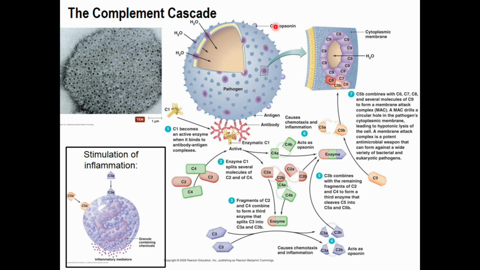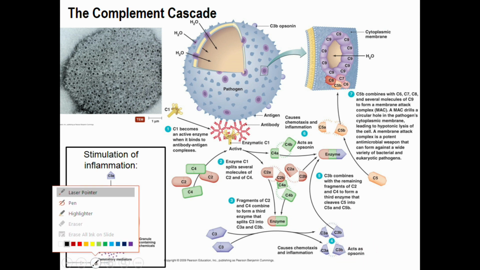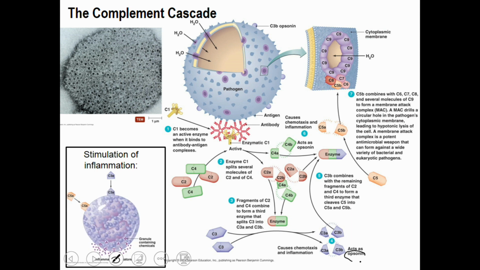So what do I want you to know about this slide? I want you to know how it's activated. I then want you to know that once it's activated, complement proteins will cleave other complement proteins, breaking them apart, some of them forming new enzymes which will break other complement proteins apart. And then I want you to know that some of the fragments will essentially act as an opsonin, marking it for destruction. In other words, telling a phagocyte to bind. And so we'll just write here, right? So opsonin stimulates phagocytosis.